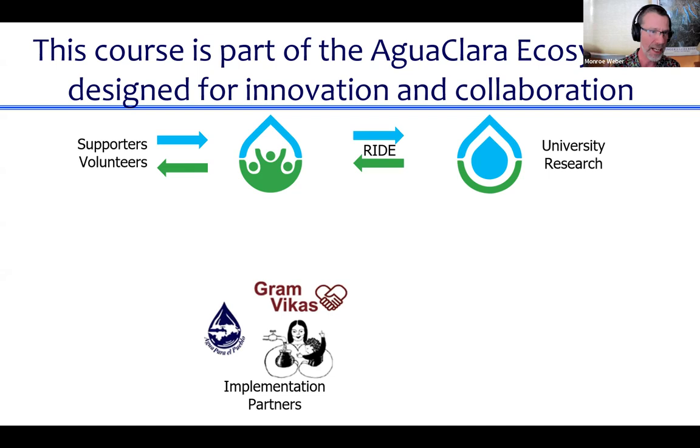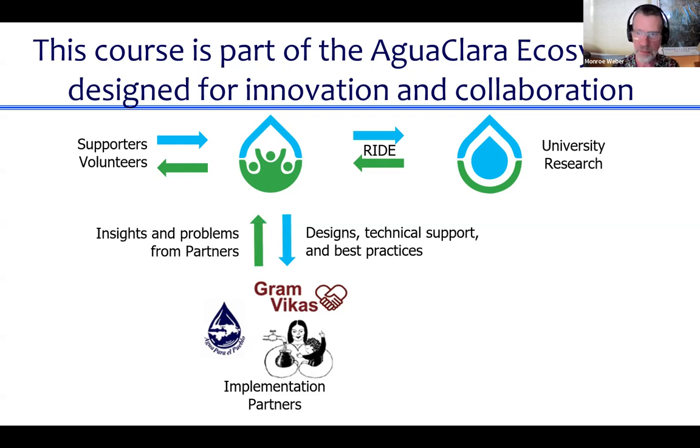But that's not enough to actually get things done in the real world. We also work with partners who are out in the rest of the world and who are the ones that can build the water treatment plants. There's several of them: Gran Vicas, Agua para el Pueblo, who are the implementation partners. We provide them with designs and technical support and best practices. They provide us with insights and problems that then help guide the design.